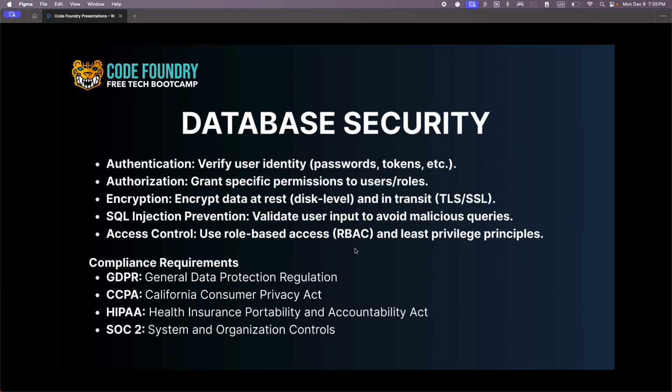Authorization, so using RBAC access, which is role-based access. Encryption, so encrypting our data at rest. So when we have our data sitting on a disk, it is encrypted, and also encrypting the data in transit so that it can't be picked up over the internet. And then finally, the prevention of SQL injection, which will basically be used to hack your database.